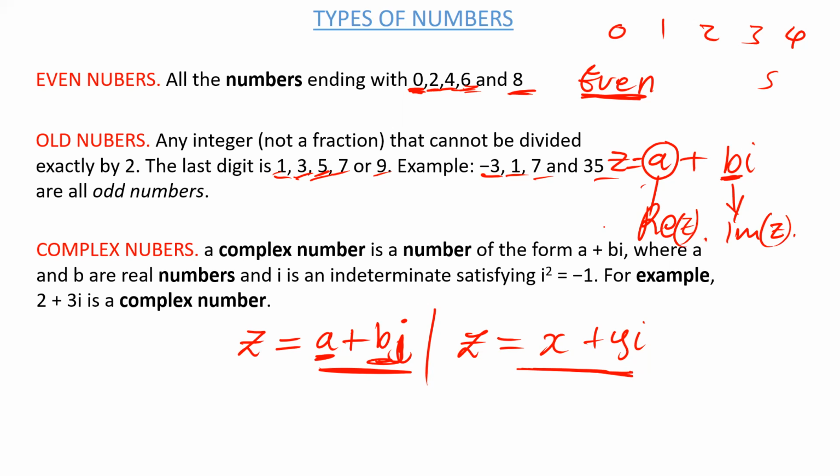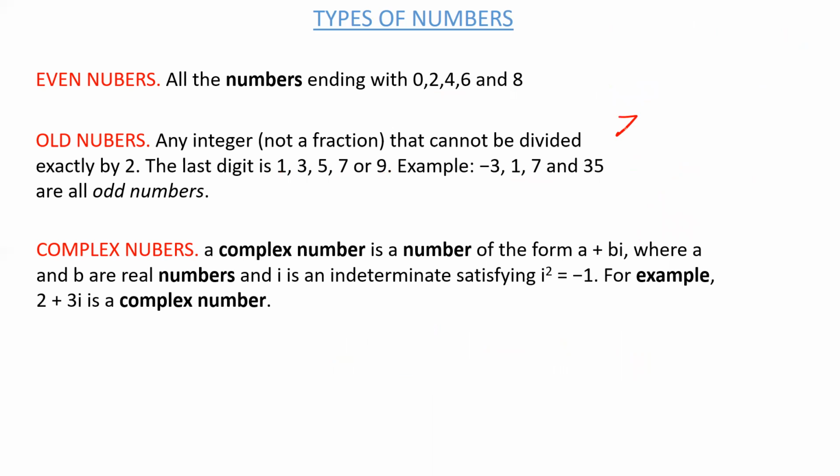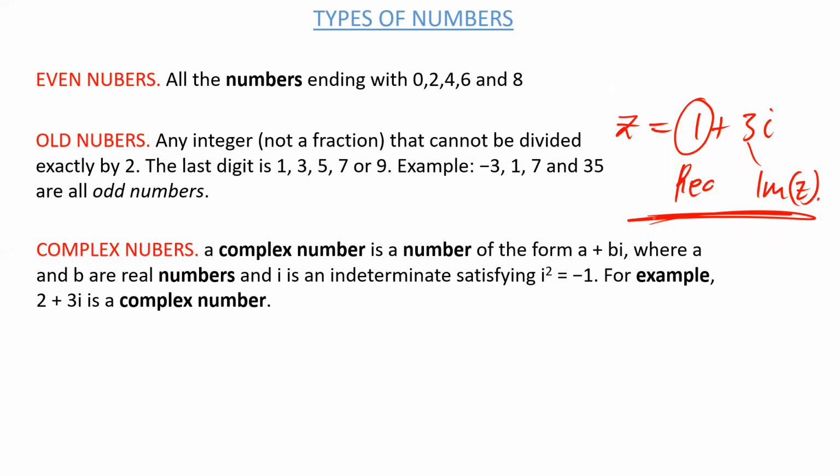Okay. So for instance, let's say you have z is equal to 1 plus 3i. So this part here, this 1, is known as the real part of the complex number. And then this 3 there is known as the imaginary part of the complex number z. Okay. So this is what you should understand.